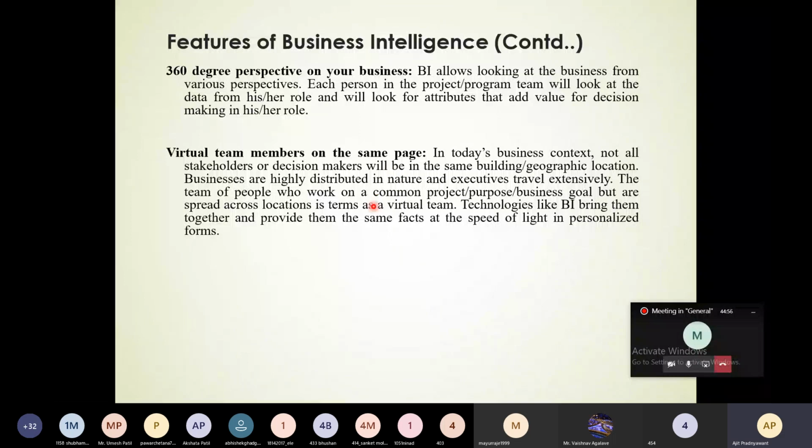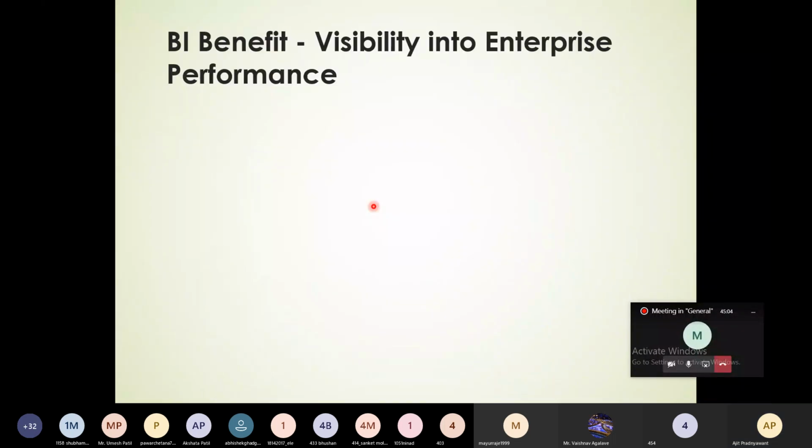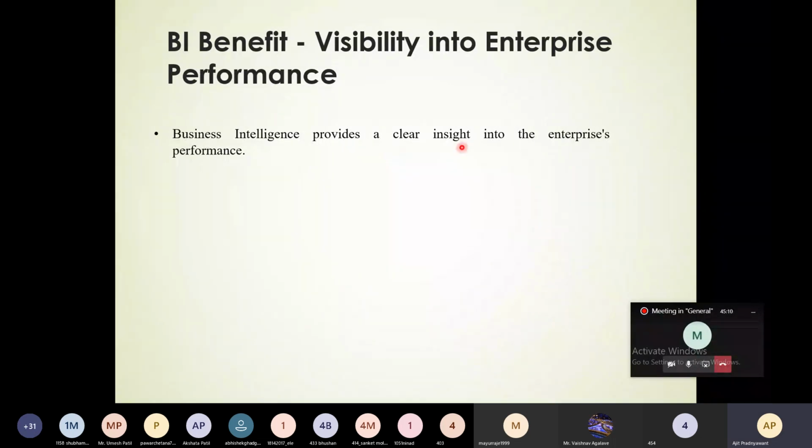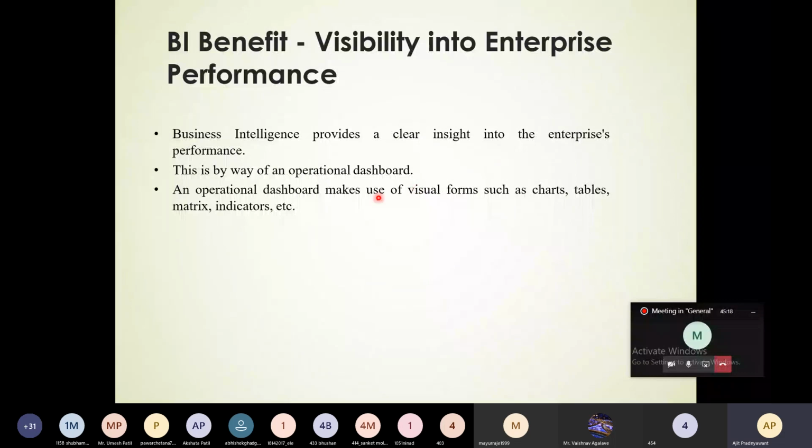So BI benefits visibility into enterprise performance. BI provides a clear insight into enterprise performance. This is by way of an operational dashboard. An operational dashboard makes use of visual forms such as charts, tables, metrics, indicators, etc.